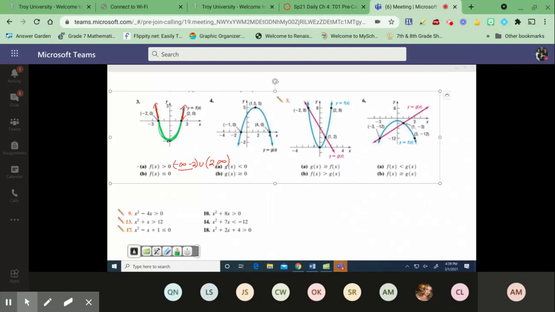Now there's no break in that. And I have the or equal to. So that's going to be, like I said earlier, with the square brackets. From the negative 2 to the positive 2.